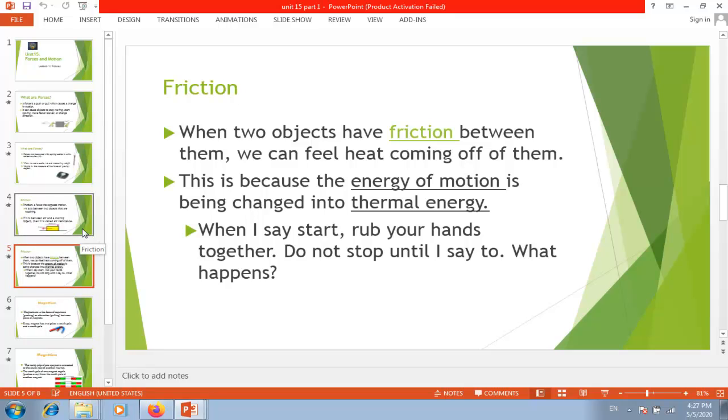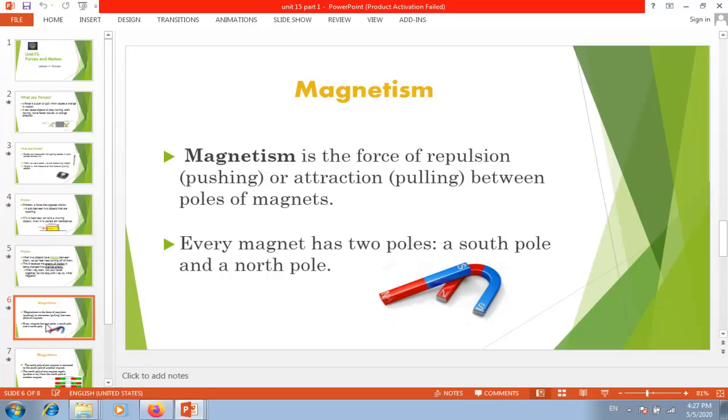Okay, so we talked about the force and friction force. Now we are going to talk about magnetism. Magnetism is the force of repulsion or attraction between poles of the magnet. All of you know the magnet. A magnet has two poles, north pole and south pole. When we approach two magnets together, sometimes they attract, sometimes they repel each other.